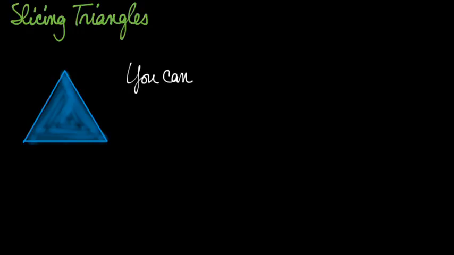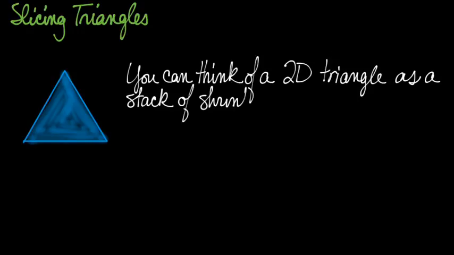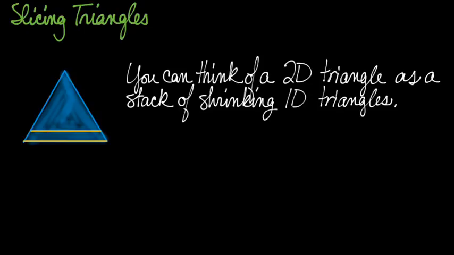So here's a 2D triangle. Now you can think of this 2D triangle as a stack of shrinking 1D triangles, and this is what's going to make triangles different from cubes. Remember that a 1D triangle is just a line segment, and so on the very bottom you have the largest 1D triangle, the largest line segment, and then as you move upward you're going to have shrinking line segments, right? And so the farther up you move, the smaller the line segments get, all the way up until the very tippy top of this triangle where you have just a point. So a 2D triangle is a stack of 1D triangles which are shrinking down to a point.